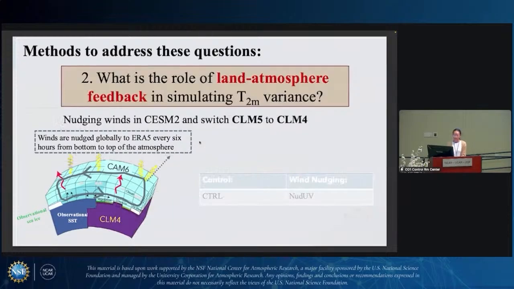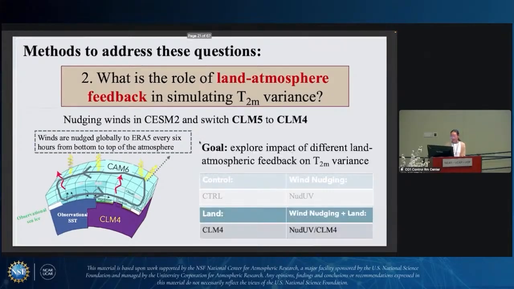To address the second question, on top of the wind nudging, we replace the land model from the current version to the preceding version, CLM4, which is employed in CSM1. And we call this simulation nudged UV CLM4. We also run another sensitivity experiment without nudging, but replace the land model with the preceding version. By comparing these 3 sensitivity experiments to the control, we can explore the relative contributions from both atmospheric circulations as well as from the land.